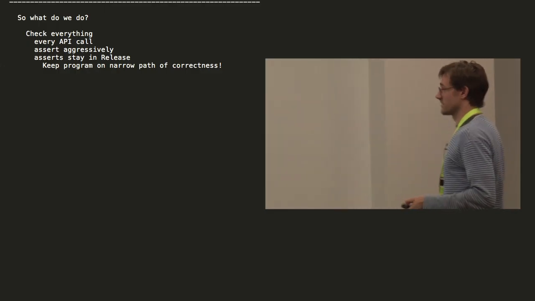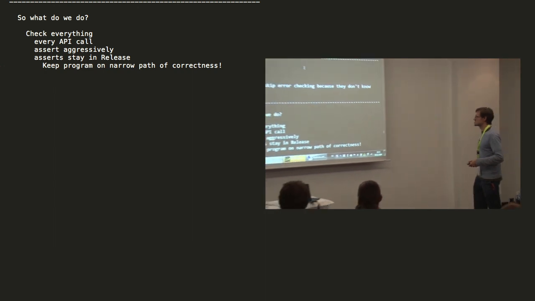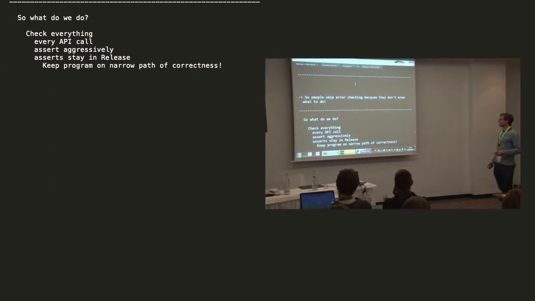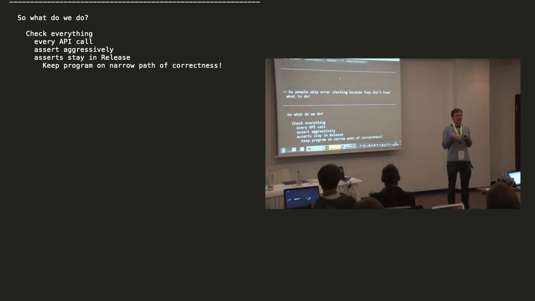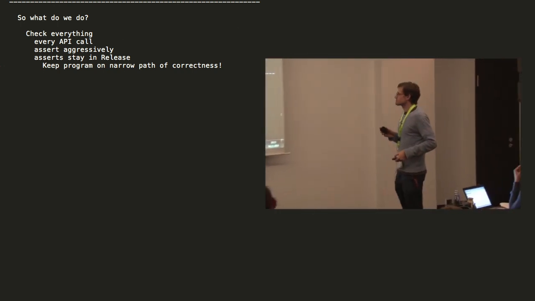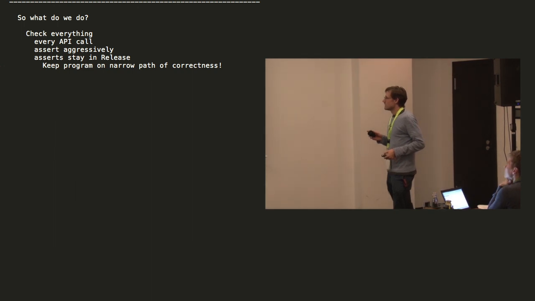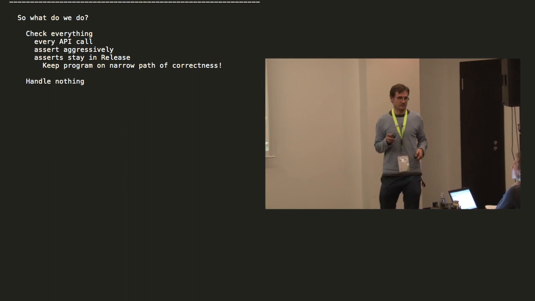So what do we do? We check everything. Every API call. We have macros that check every API call. We have asserts everywhere. The asserts stay in release. And the goal is to keep the program on a very narrow path of correctness. As soon as you go away from this very narrow path, we stop. And really every API call.